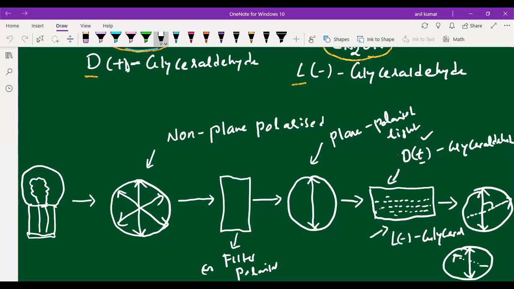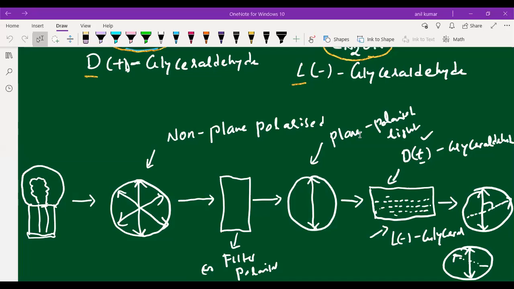Now I will ask the question: if we keep D plus glyceraldehyde as well as L minus glyceraldehyde in the same compartment, a mixture of the two, how will it rotate the plane polarized light? Tell me, students. No, it does not depend on concentration.